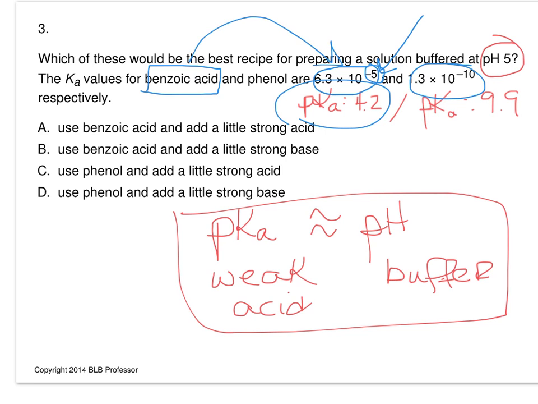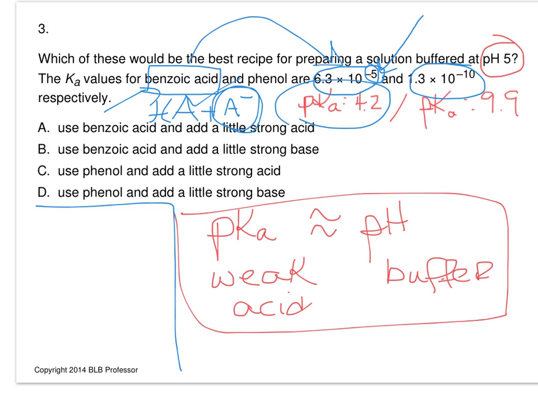The problem is if you use benzoic acid alone, you haven't met the other requirement in a buffer. Remember, we need to have a weak acid and its conjugate base. If we put benzoic acid in, we're not going to generate any significant amount of the conjugate base. So how do we get that? This is a new concept. It wasn't in my lecture, so pay attention right here.